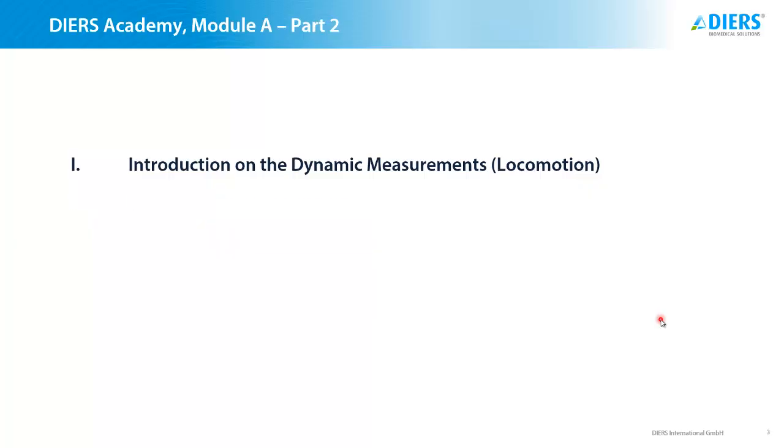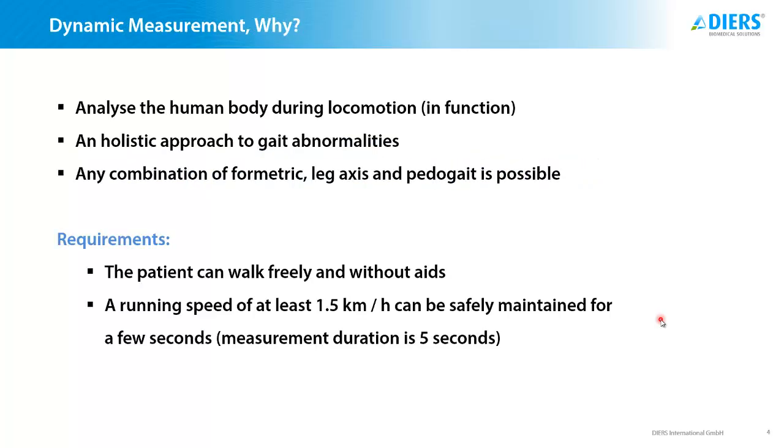So we'll first have a look at the why and how of measuring in locomotion. Analyzing the human body during locomotion is analyzing the human body in function, which is very different from analyzing that human body while standing still. Our system gives a perfect holistic approach to gait abnormalities.